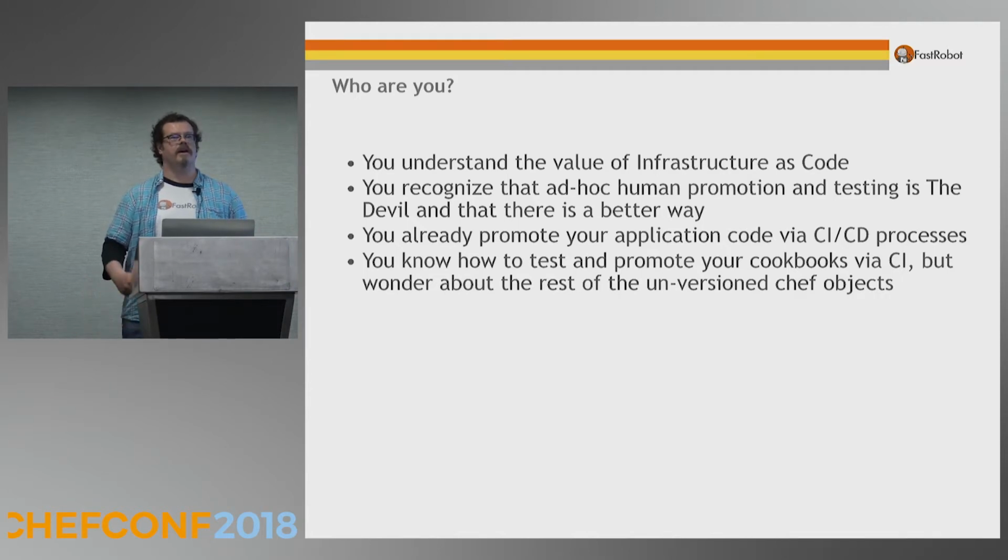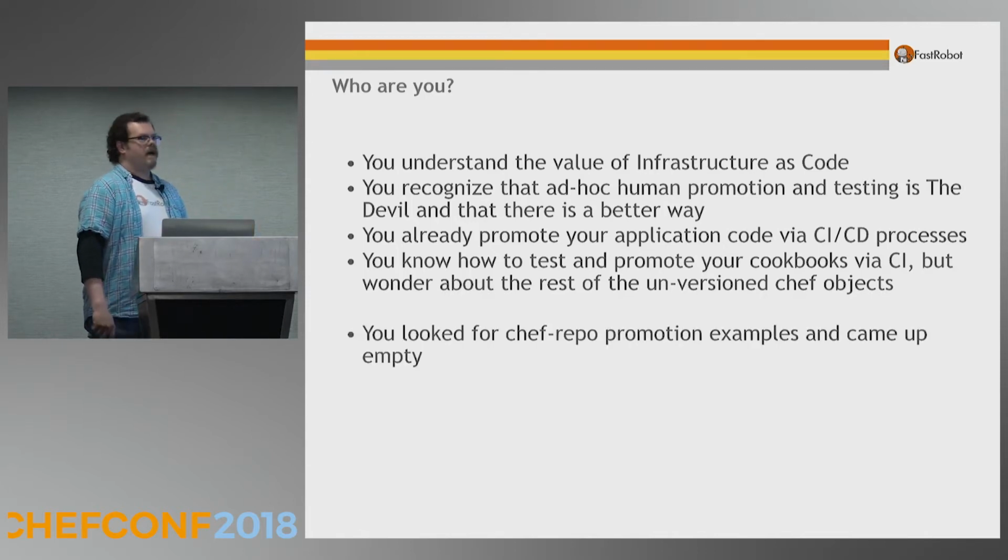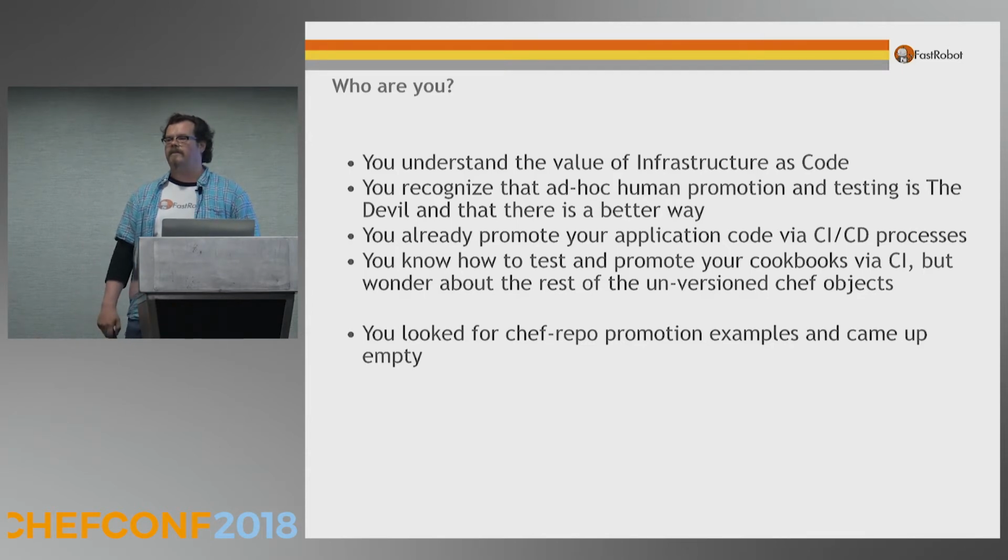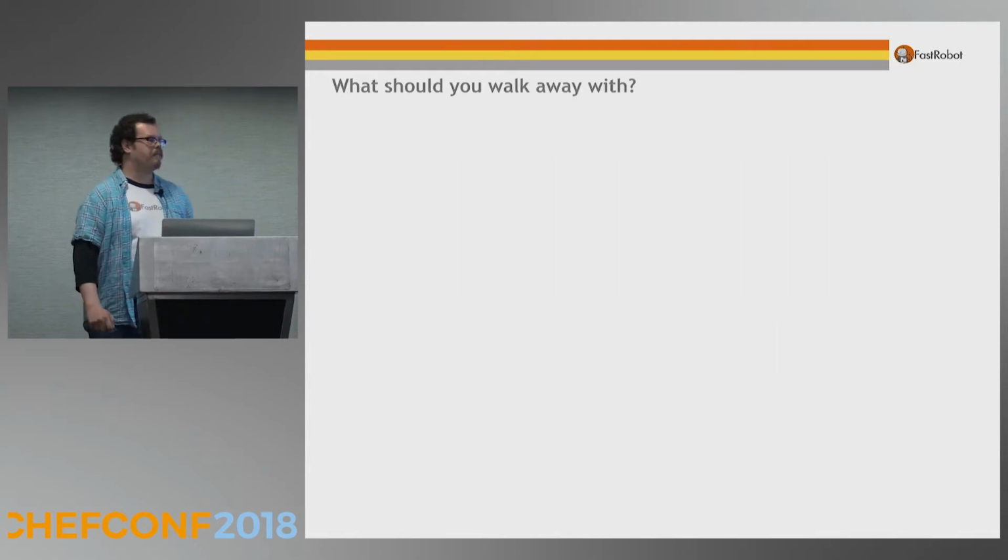Cookbooks are versioned, they produce an artifact, the tarball with the version number. So you looked around for how you can do ChefRepo promotions. There's not a lot of stuff on the internet. There's not a lot of prior examples of this. Plenty of good examples for cookbooks, so we're gonna try and cover that gap.